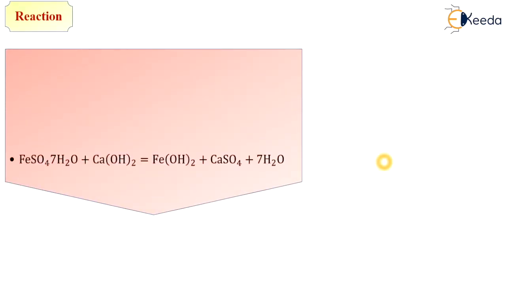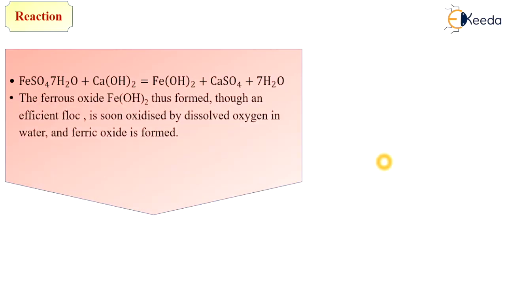The reaction takes place while we are adding ferrous sulfate. As you can see, ferrous sulfate reacts with calcium hydroxide, or lime, to form ferrous hydroxide in the form of flock. The ferrous hydroxide, Fe(OH)2, thus formed, though an efficient flock, is soon oxidized by dissolved oxygen in water and ferric hydroxide is formed. So this ferrous hydroxide reacts with oxygen and gets converted into ferric hydroxide flock.